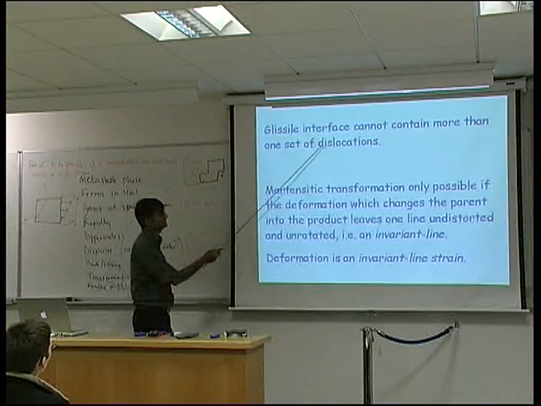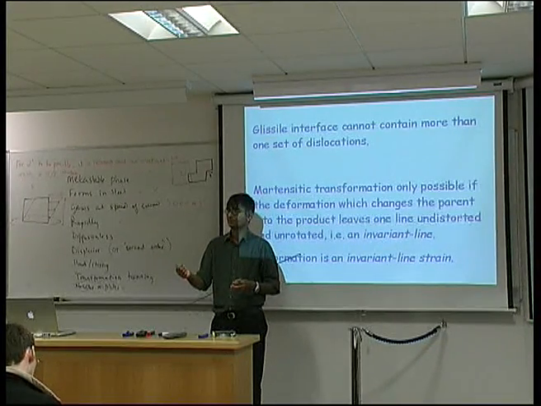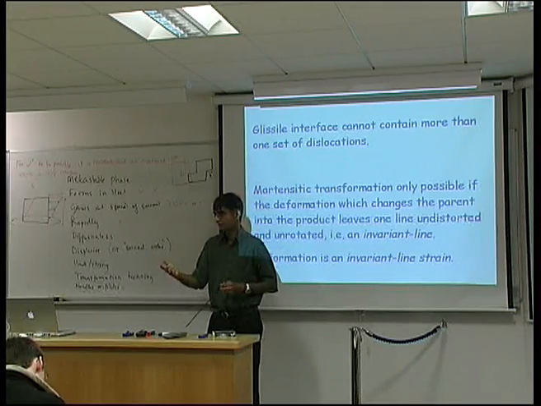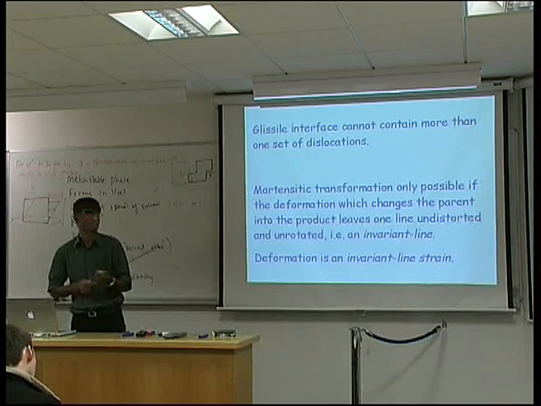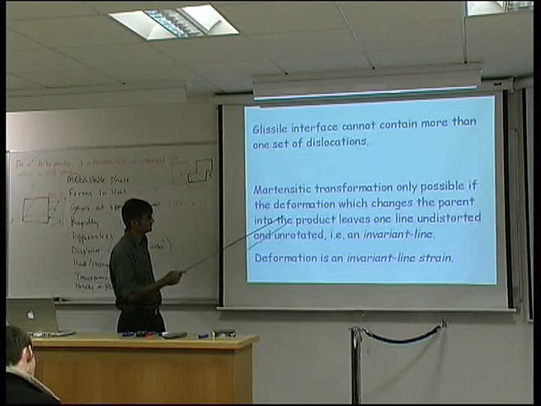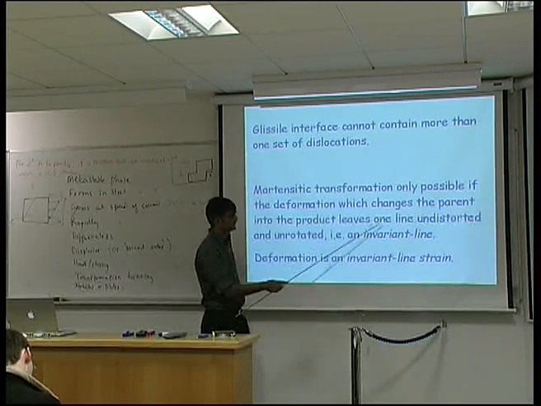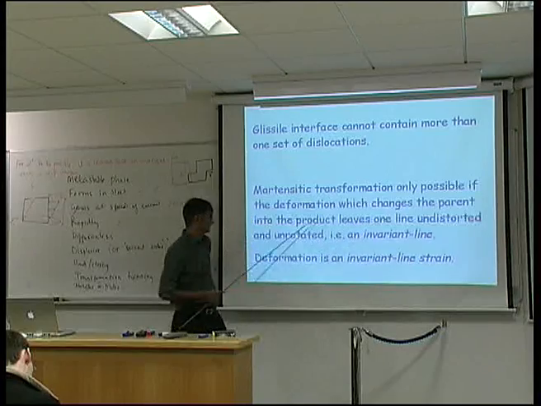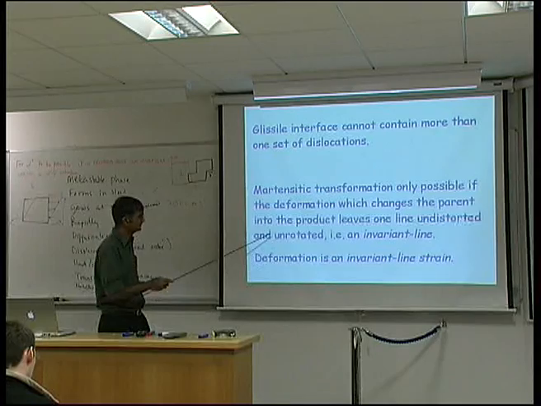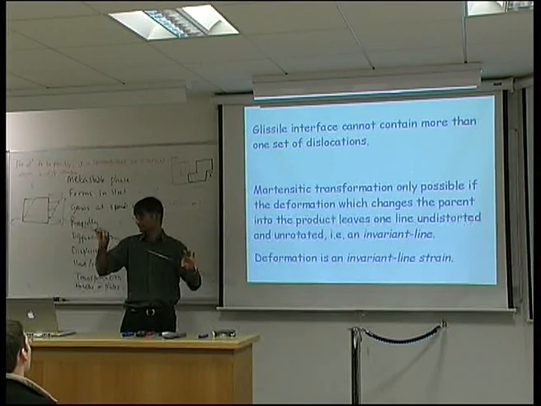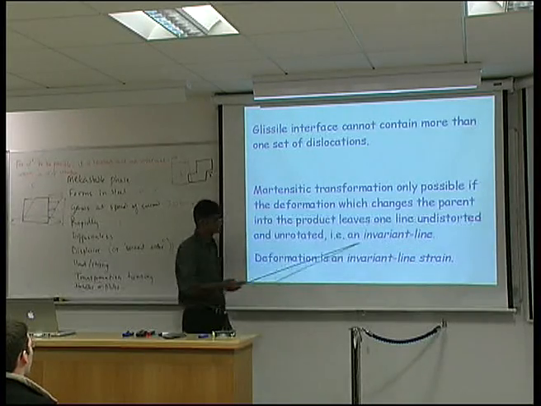So a glissile interface cannot contain more than one set of dislocations. Why is that? Yeah, they will interfere and create jogs which may be sessile. A martensitic transformation is only possible if the deformation which changes the parent into the product phase leaves one line undistorted and unrotated. Distorted means lengthened or contracted, and unrotated means even a rotation is not allowed, and such a line we call an invariant line.